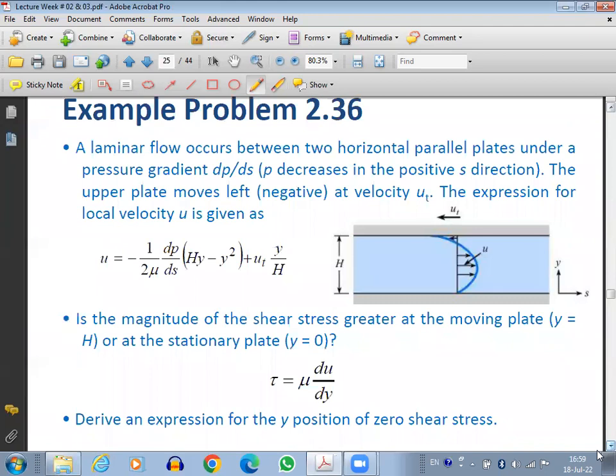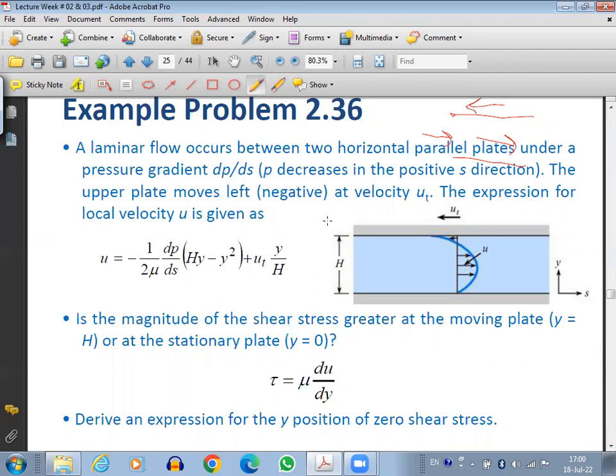Let's have another problem. A laminar flow occurs between two horizontal parallel plates under a pressure gradient dp by ds, p decreases in the positive s direction. The upper plate moves left, negative, at a velocity ut. The expression for the local velocity is this. The situation is like this. We have one plate, we have another plate. In between the two plates, there is already flow in this direction, but I am making the plate move in this direction.